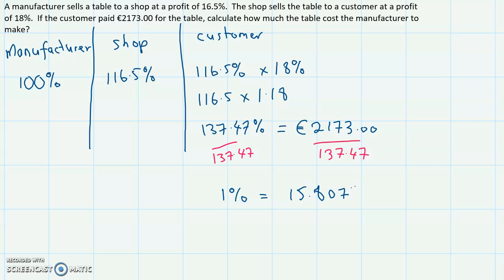15.807, and it continues on, but you can keep the figure in your calculator there because you want to find out what 100% is. So what you actually do here is you multiply each side by 100. So you're multiplying this side by 100, and you're doing the same on this. Okay, so 1% multiplied by 100 is equal to 100%. Okay, and that is equal to, so you have the figure in your calculator, so you multiply it by 100.